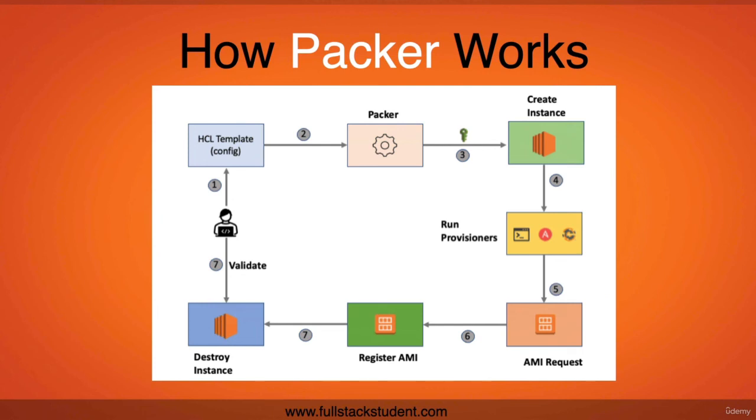On step number 6, once Packer finishes running all of the provisioners that you specified in the template, it makes a snapshot of the entire virtual machine, and then registers this with AWS to store the files for the image snapshot and also get the AMI ID for the image. So it's going to put that into your AWS console, and you can use the AMI ID to then spin up that image that you've created. And then the final step in the process is to delete the EC2 instance from your AWS account.